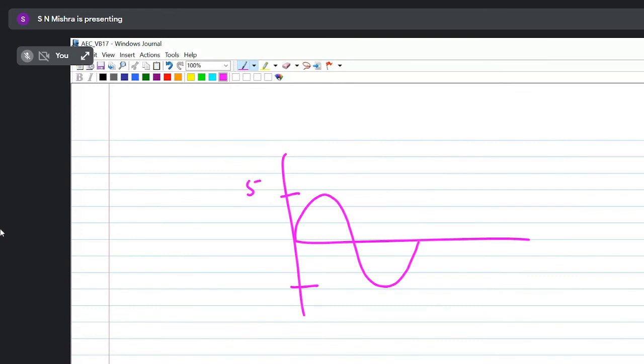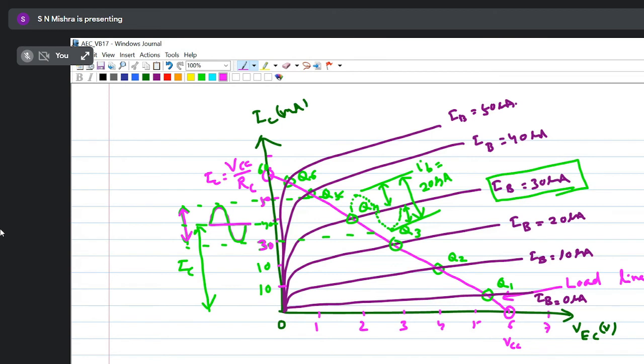This is 5, this is -5, this is 0. So what is the peak to peak voltage from here to here? 10. Then here it is in terms of current. This is 50 milliampere, this is 30 milliampere. What is the peak to peak current? Say 80. 80. No, sir, 20.